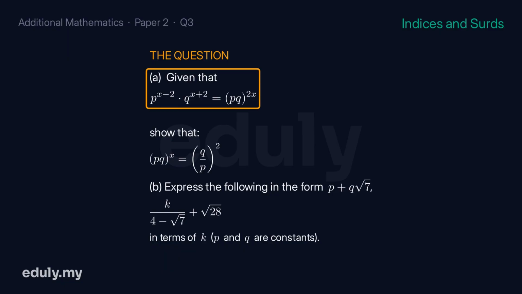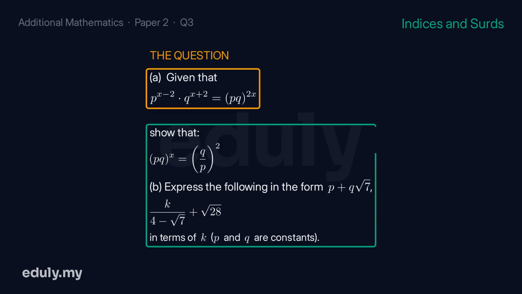Here is what we are given. This index equation linking P and Q. And here is what we must do. Part A, prove the identity. Part B, rewrite the surd in the form they ask for.